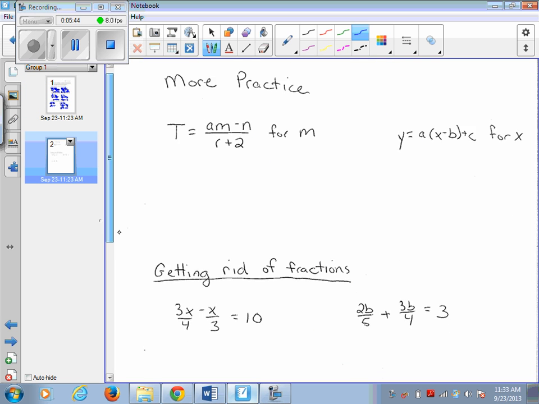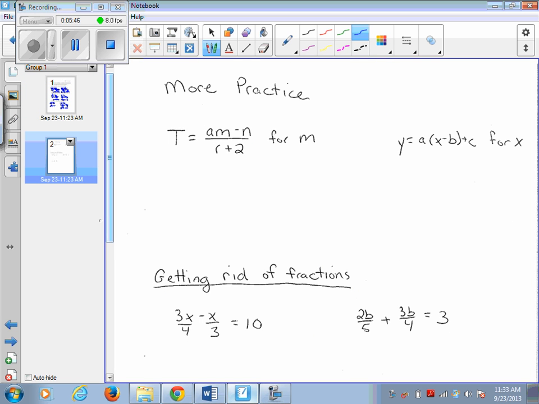So on the back, I just have some more practice. Let's see, these are just a little bit more difficult. So with our first one, T equals AM minus N over R plus 2. Anytime we want to get rid of the fraction, we need to multiply by the denominator. So for this, we're going to multiply both sides by the quantity R plus 2.